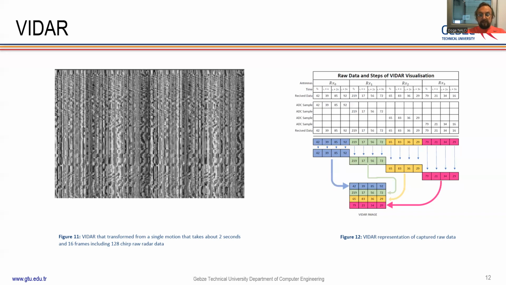The reason for making it square is to ensure that the model is robust against input differences such as different frame numbers or different numbers of chirp signals. By making this raw data transformation, we achieve more generalized results.